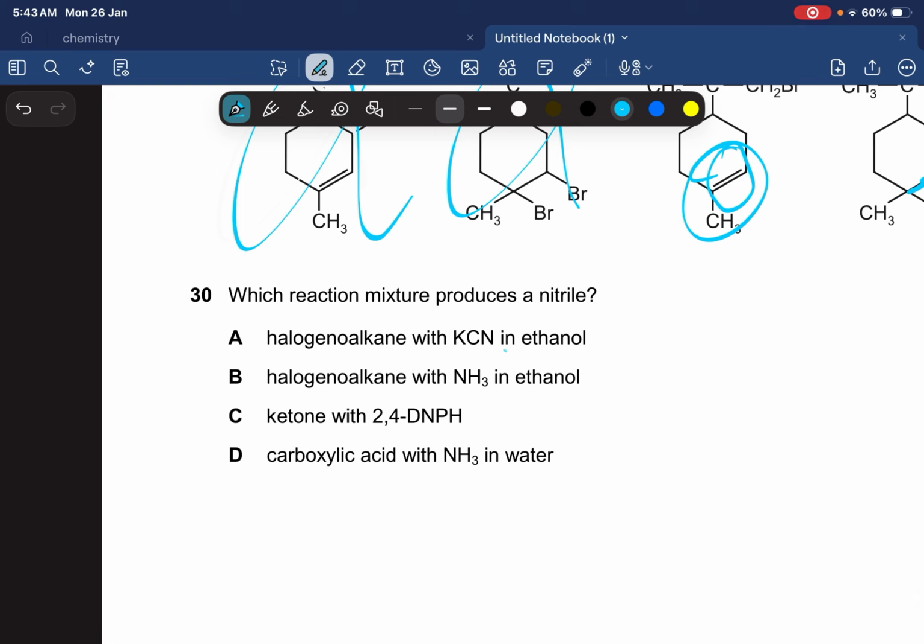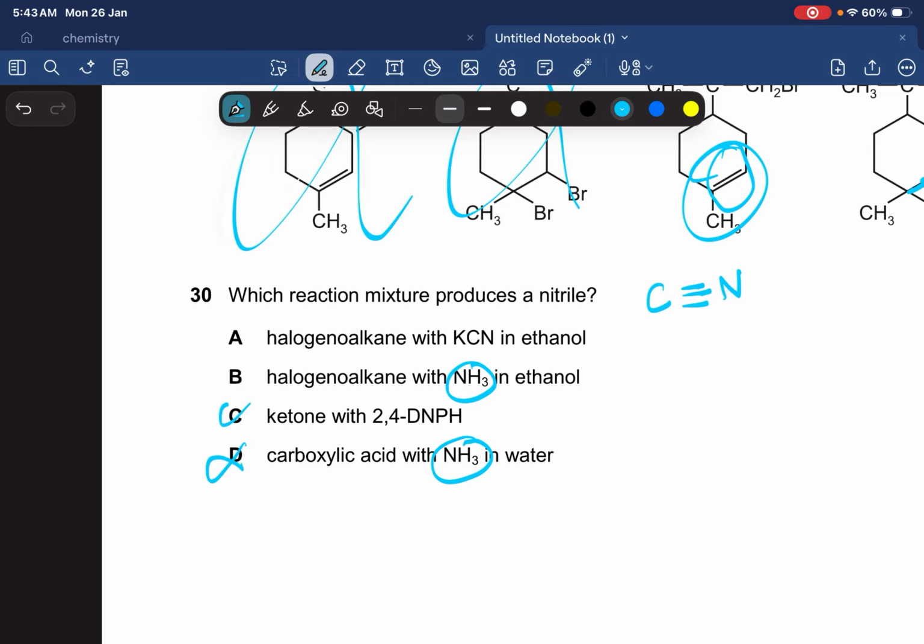Halogenoalkane with cyanide and ethanol. This is okay, nitrile, which is C triple bond N. Halogenoalkane with NH3 and ethanol, that's going to produce an amine, not a nitrile. Ketone with 2,4-DNPH, not a nitrile at all. Carboxylic acid with NH3 in water.